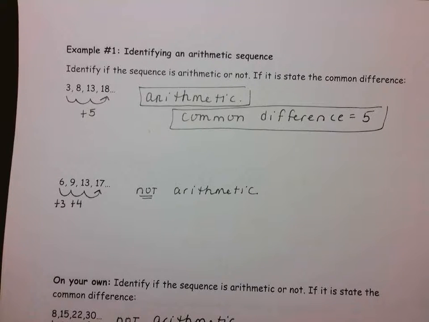So before we start talking about recursive and explicit formulas, the first thing we have to learn how to do is recognize if a sequence is arithmetic or not. Because again, these formulas that we're learning about today only apply to arithmetic sequences. So in the first example, this is arithmetic because the common difference between the terms is 5. I'm adding 5 to each term to get to the next term. But if you look on the next example, it's not arithmetic. There's not a common difference in between the terms.